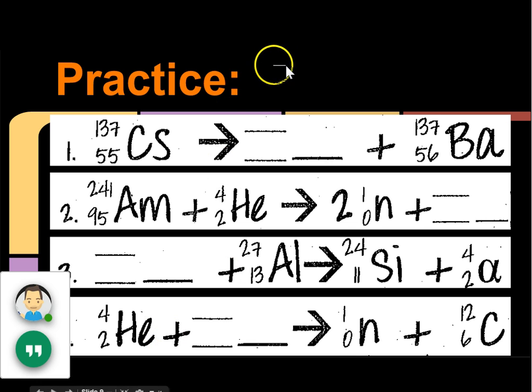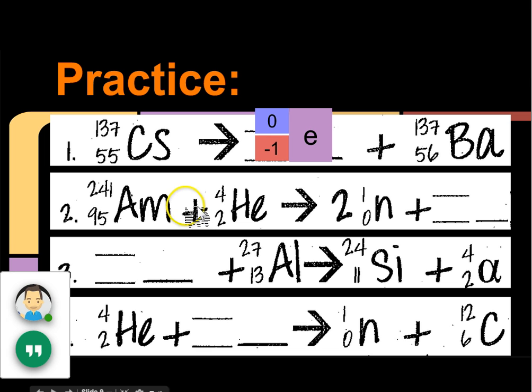So on this first one, remember the left and right have to be equal across the arrow. So on the left we have 137, on the right we have 137, on the top that's the mass number. So our mass number on the unknown here is 0. On the left we have 55. On the right we have 56. So the only option is a -1. So a -1 means we have to have an electron there.